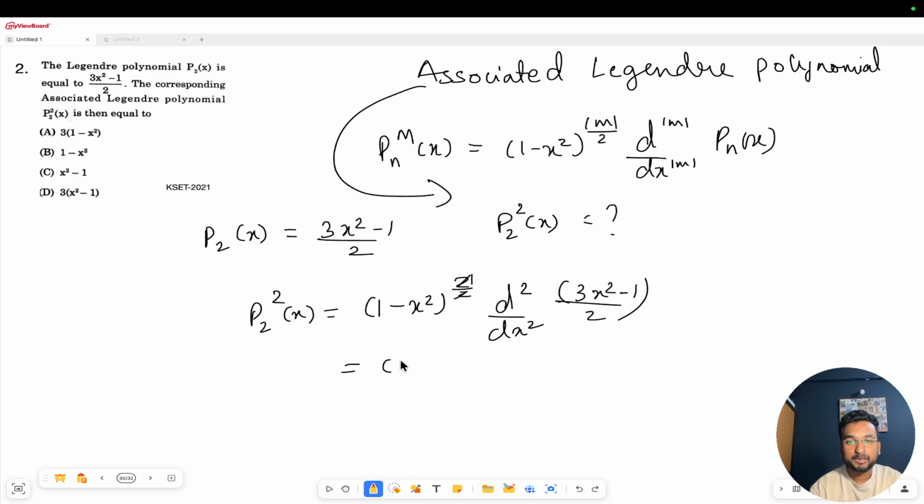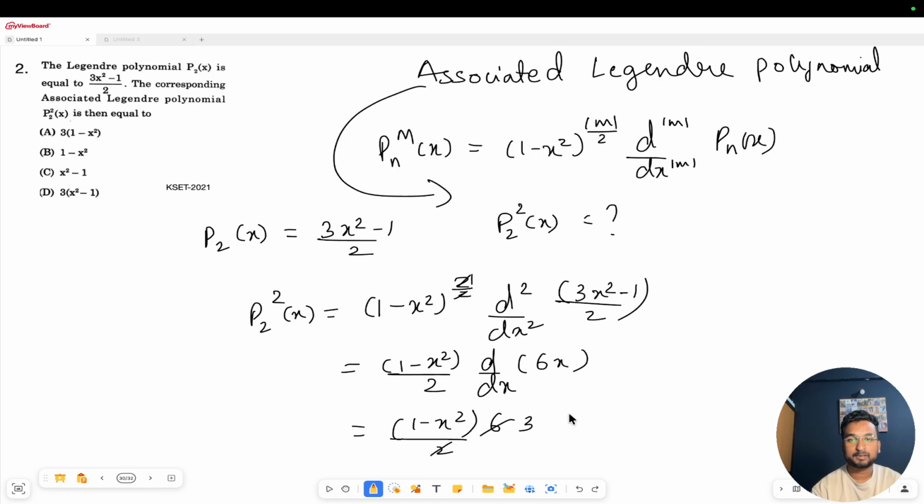So it will be 1 minus x square, and this 2 is constant, so I will take it out, and 2 times the derivative of this. Doing one time derivative you will get 6x minus 0. And again if you derive, 1 minus x square by 2 into 6, so this 3 you will get as 3 into 1 minus x square. Where is the answer? 3 into 1 minus x square, option A. So this question is next.